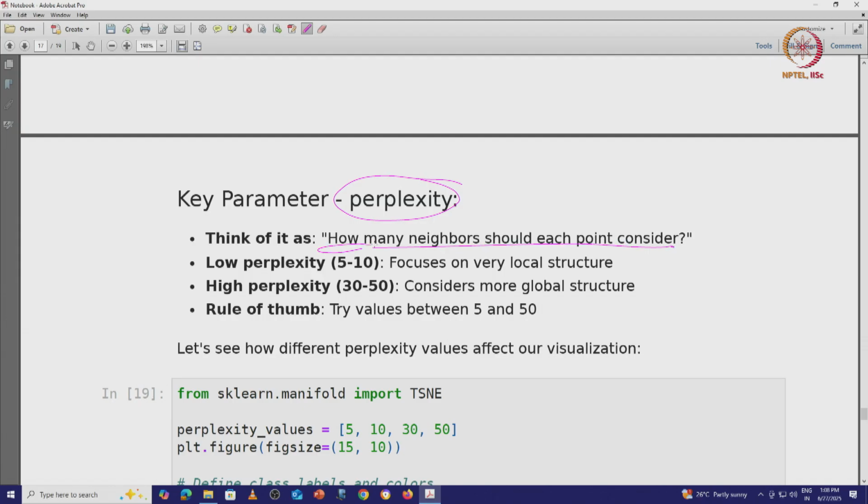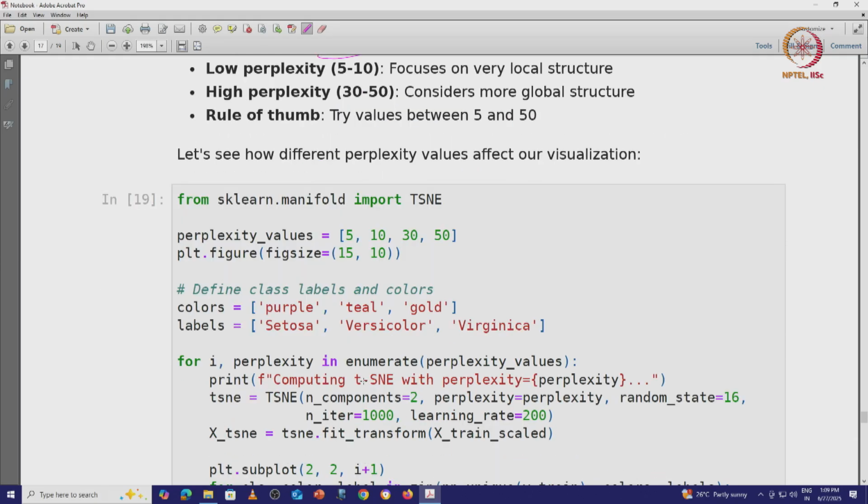That's the parameter in t-SNE, and low perplexity focuses on very local structure, while high perplexity is more global structure. So you can try various values and see how it affects your visualization, right. So we are importing t-SNE from sklearn.manifold.